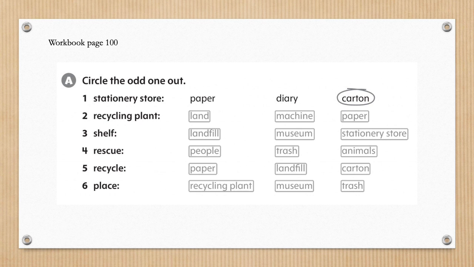Can we see, for example, number one is a stationery store. So it is things that we can find in a stationery store. First, they have paper. Second, diary. And third, carton. Paper and diary can be found in a stationery store, but a carton cannot. That is why it is circled. It is the odd one out. Please can you finish number 2, 3, 4, 5, and 6.